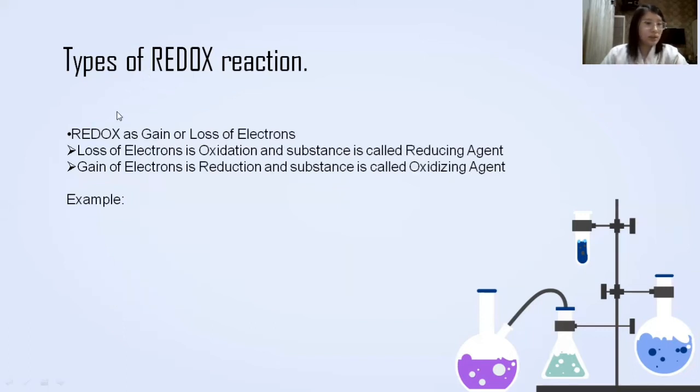Next is redox as gain or loss of electrons. Two things to remember. Loss of electrons is oxidation and the substance is called reducing agent. Second is gain of electrons is reduction and the substance is called oxidizing agent.